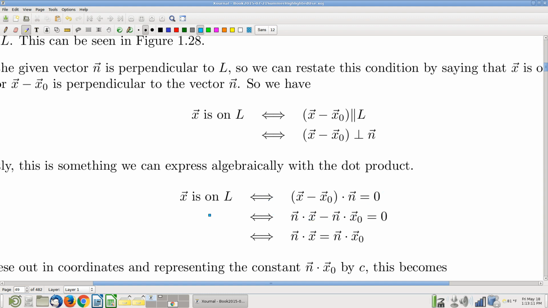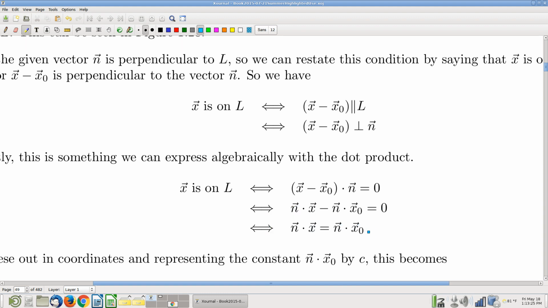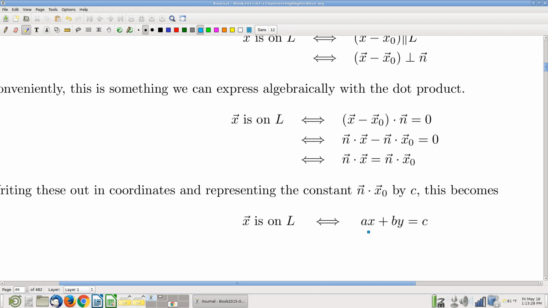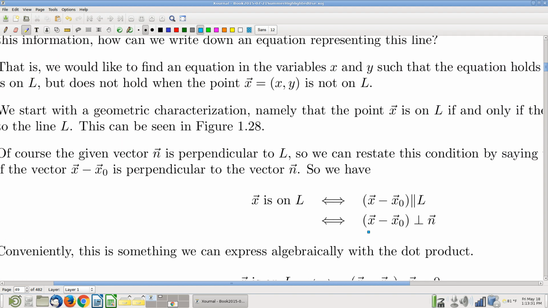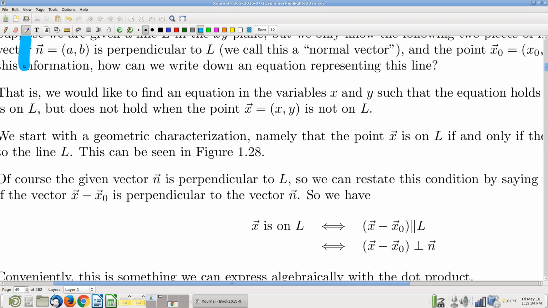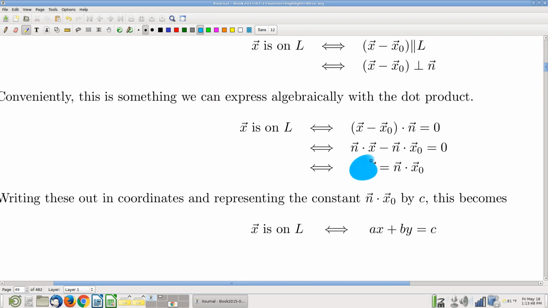And now notice this is just a rewrite. You can distribute the dot product. Take this term, move it over to the other side of the equation, and lo and behold, there's the equation for the line. Now it's not familiar looking, but if you just, let's see, where did I do this? Yeah, here we go. If you just choose to give names to the coordinates of the normal vector, let's just call it a comma b, right? And the point you're testing, x comma y, then n dot x is ax plus by.